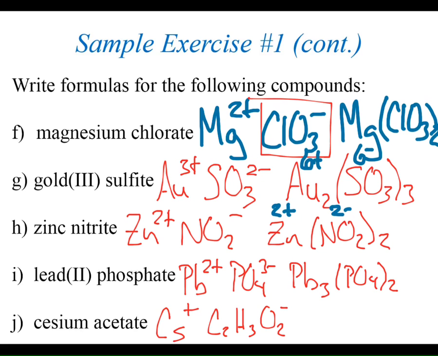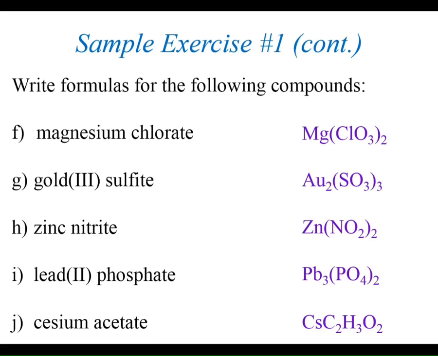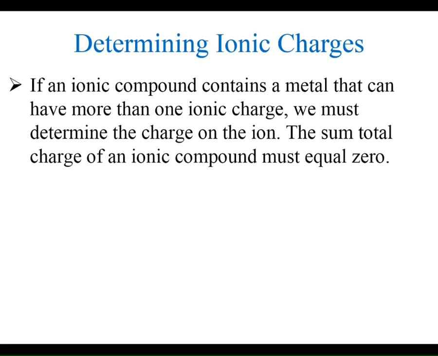So you put them together? Just put them right together. Cs, C2H3O2. Perfect. So you don't have to put parentheses. Why do I not need parentheses on that? There's only one polyatomic. Right, exactly. Only if you have more than 1, then you have to put in parentheses. Okay, great.